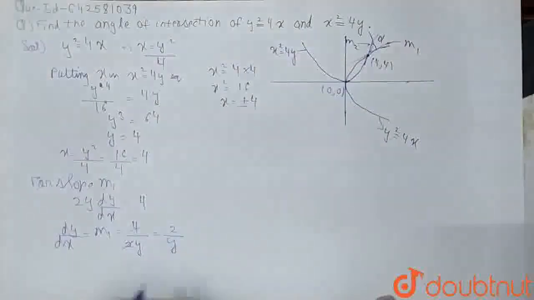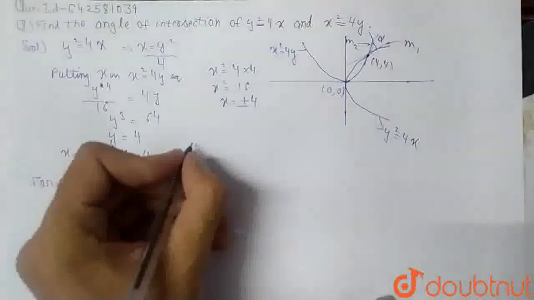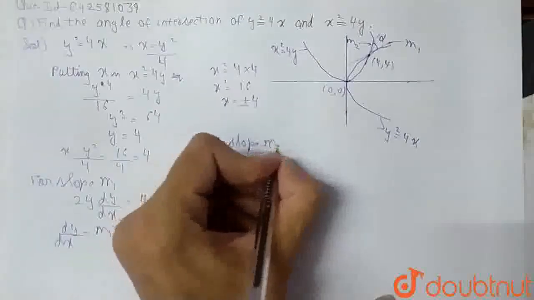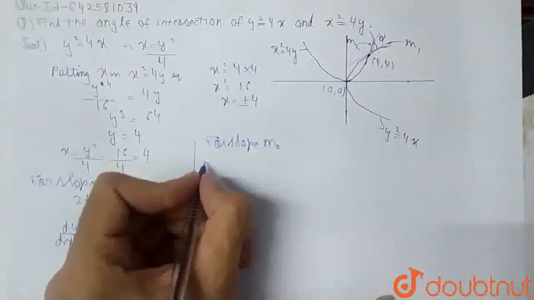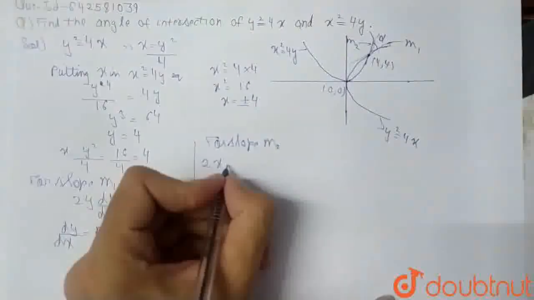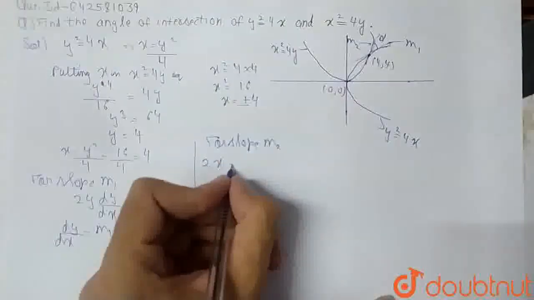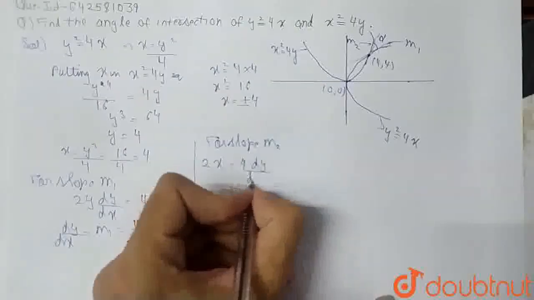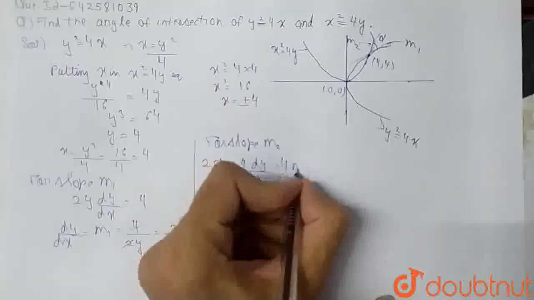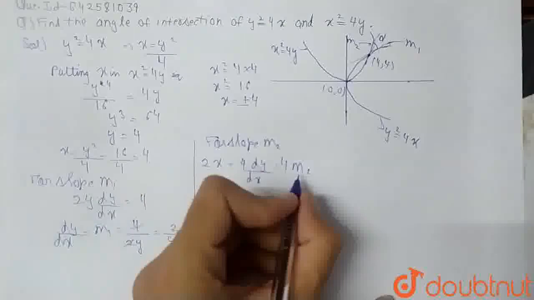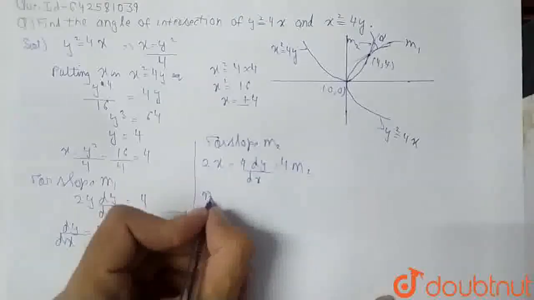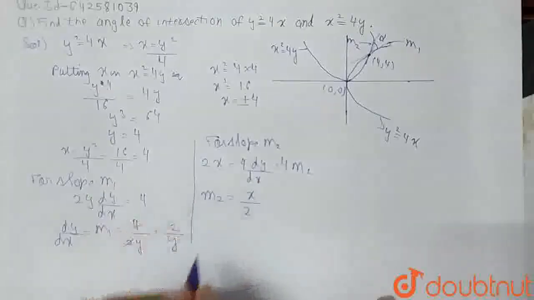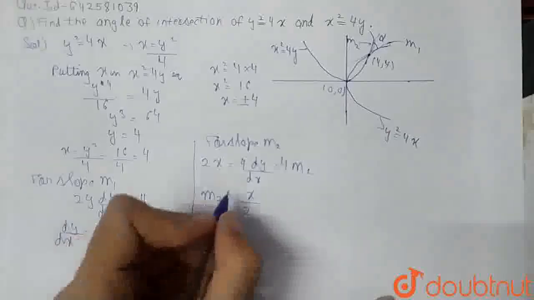For slope m2, we will differentiate this equation. So we write 2x is equal to 4 dy by dx. Here dy by dx is our slope m2, so 2x is equal to 4 m2, so m2 is equal to 2x by 4, which is x by 2. So now we have m1 is 2 by y and m2 is x by 2.